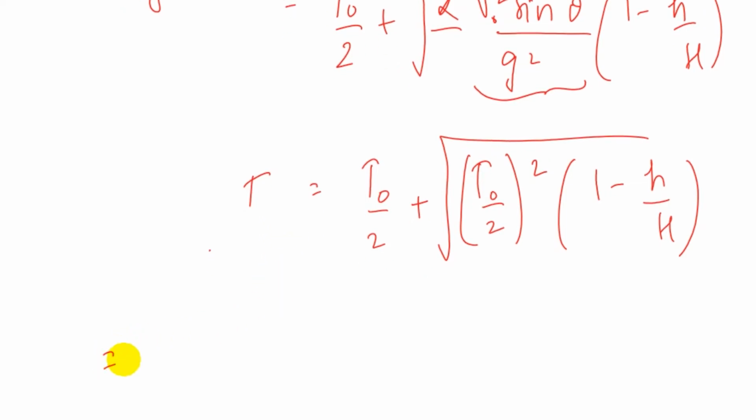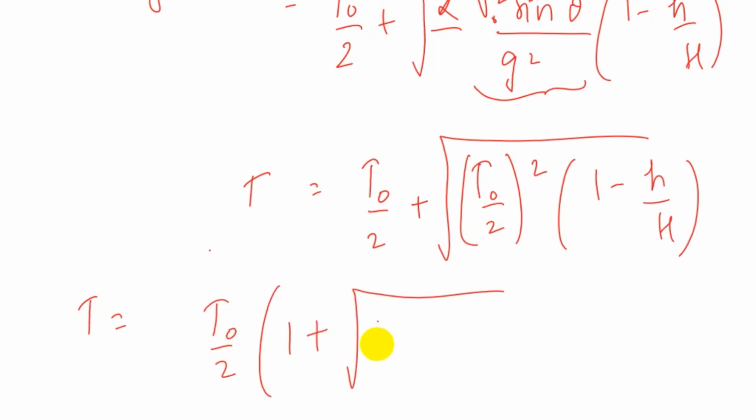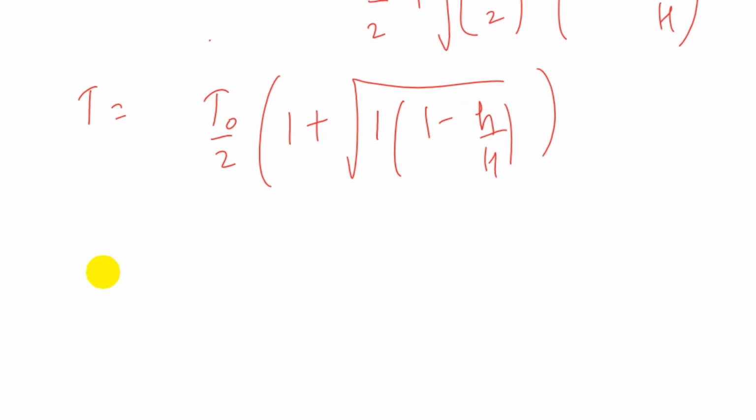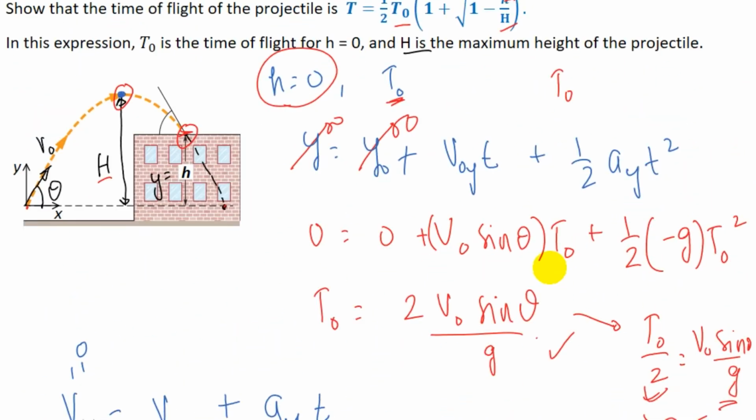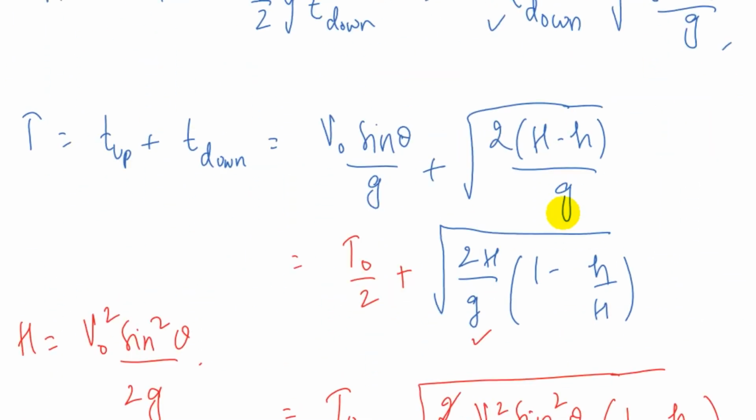Now further, take t naught by 2 common. So T equals t naught by 2, I am taking common. So this would become 1 plus under root, this is also 1, times 1 minus h over H. And further T is equal to t naught over 2 multiplied with 1 plus under root 1 minus h over H. And this is the required expression that we need to prove. This one.